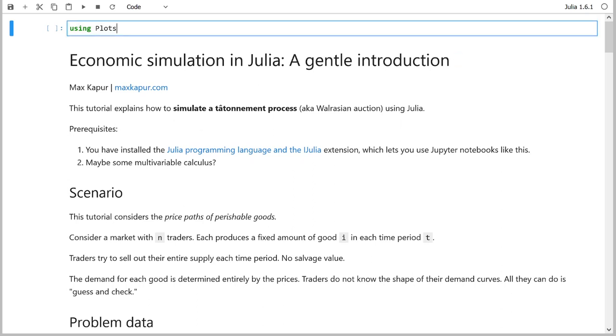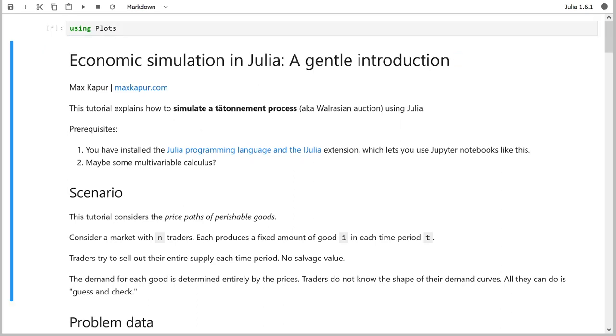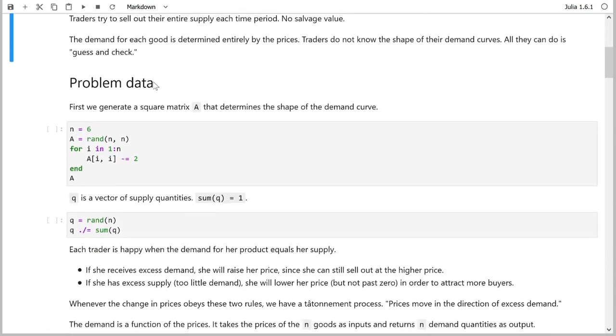So let's get started with the programming aspect. We're going to start by importing the Plots package. And there are other packages you can use that will make this code a little more streamlined, but I decided to stick with just the one import for this tutorial.